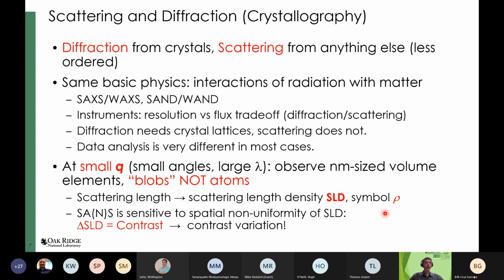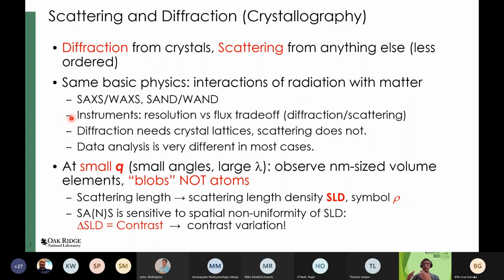Right. So I'm summarizing here what's similar between scattering and diffraction and what's different. I already said that diffraction requires crystals and scattering does not. It can be from anything else that's less ordered. The basic physics are the interaction of radiation with matter, and they are quite similar. There are differences in the instruments with respect to how we trade off flux versus intensity, so intensity versus resolution. If you have diffraction, you often have very sharp features in your pattern on the detector, and you need a high resolution to resolve them well. So you don't want them spread out by the instrument itself.